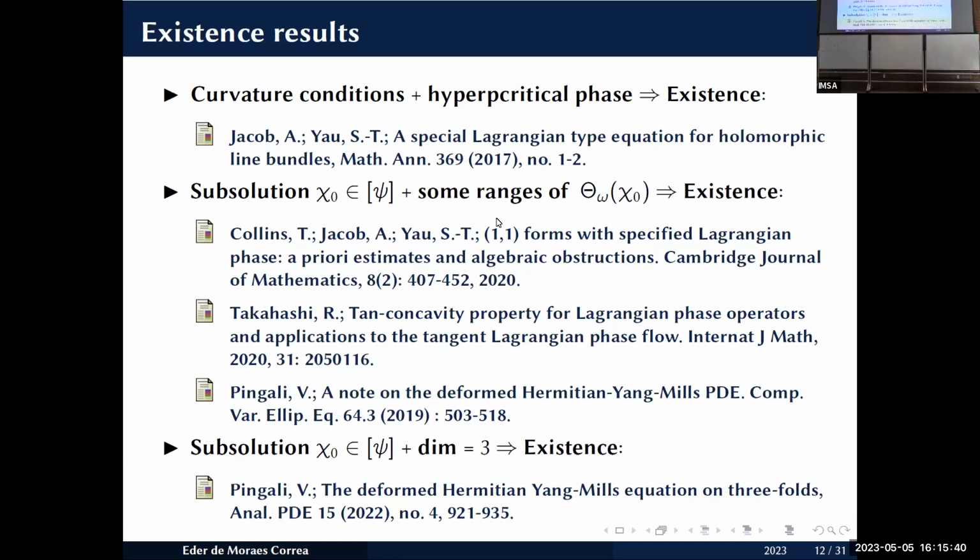Okay, and these assumptions are needed to ensure that we can apply some tools from geometric analysis. Depending on the specific range, we have some tool. For example, in the first paper here, the supercritical range ensures that we can apply a certain tool from geometric analysis. In the second case, the hypercritical phase allows us to apply some geometric tools.